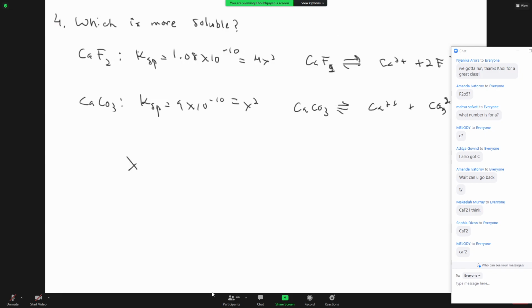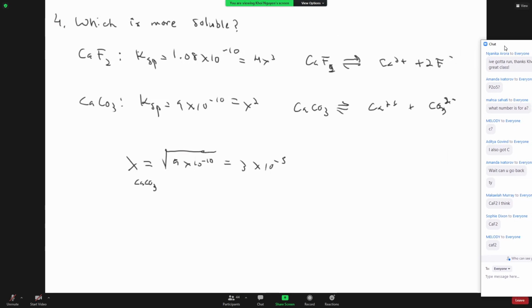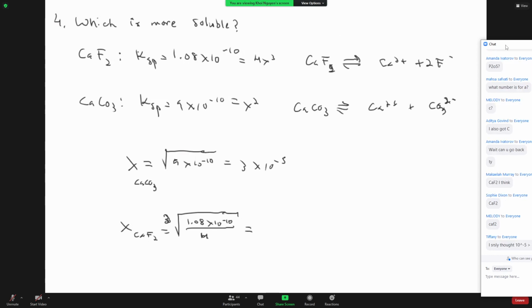So the molar solubility for calcium carbonate is simply the square root of 9 times 10 to the negative 10, which is 3 times 10 to the negative 5. The molar solubility for calcium fluoride is the cube root of 1.08 times 10 to the negative 10 all over 4. And we need to do some mathematical manipulation so that this is doable, because right now I don't have a calculator. I'm not going to be able to do that in my head.